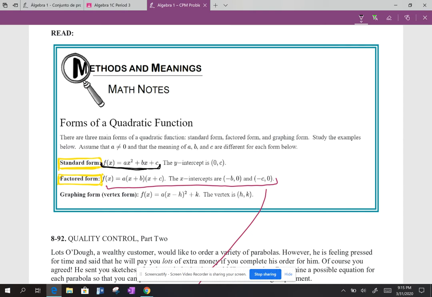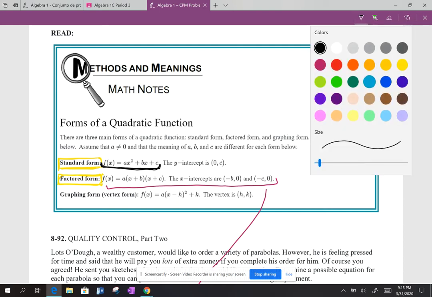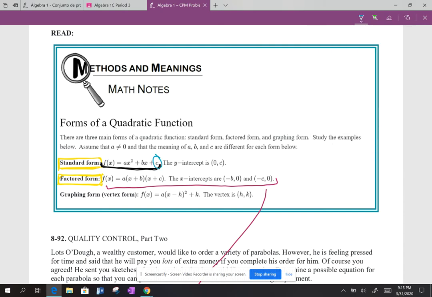Okay, so standard form is when we have a quadratic in the form f of x or y is equal to ax squared plus bx plus c. Some useful information to know is that c gives you the y-intercept.